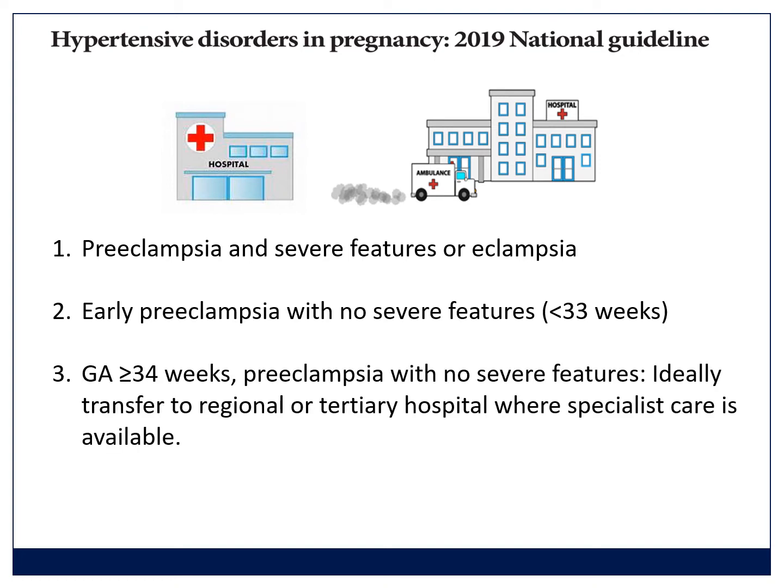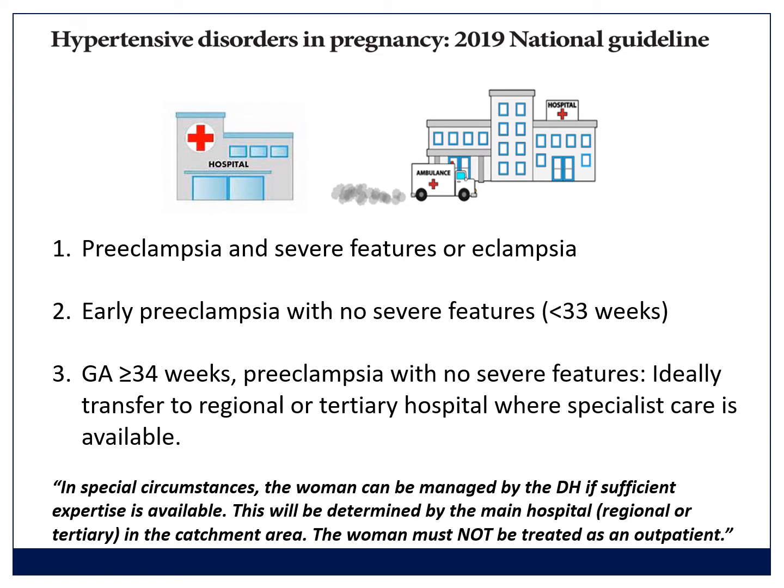And then if the gestational age is more than 34 weeks and you've got preeclampsia with no severe features, these patients should ideally be transferred to a regional or tertiary hospital where specialist care is available. So that's actually a very low threshold for referral. They do make this one caveat about 0.3, that in special circumstances the woman can be managed by the district hospital if there is sufficient expertise available, and this will be determined by the main hospital, the regional or tertiary center in the catchment area, and that the woman must be admitted. She can't be treated as an outpatient.